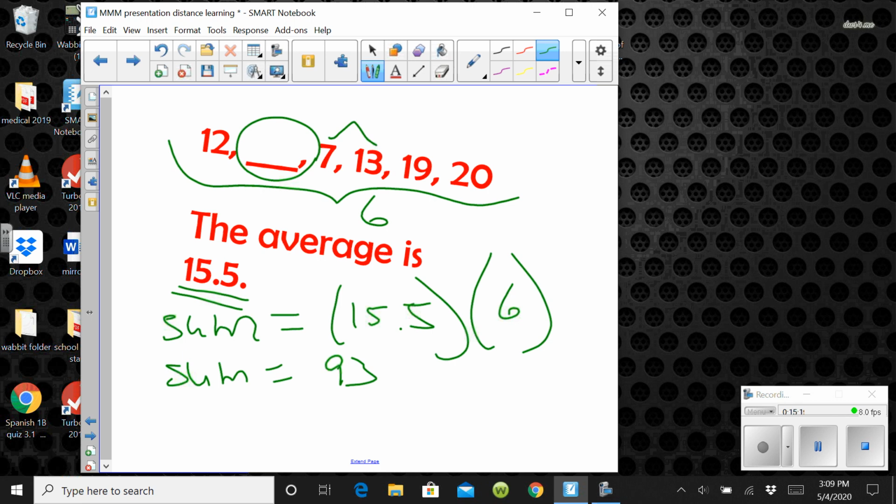7 and 13 is 20. This is 39. That's 59, right? Plus 12 is 71. The red numbers add up to 71. So let's see. 93 minus 71 leaves 22. I think that number's got to be 22, so that they add up to 93.